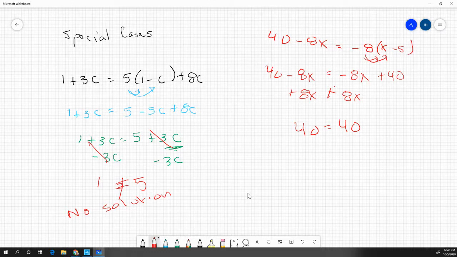So in this last situation, we had no solution. In this situation, all real numbers are our solution, right? Because anything that I make x in this is going to give me an equal solution. It's always going to be true, no matter what value I put in for x. So if they can't equal each other, we have no solution. But if we're left with two numbers and they do equal each other, our solution is all real numbers. Everything, for every value that we can make x, we're going to get a true statement.